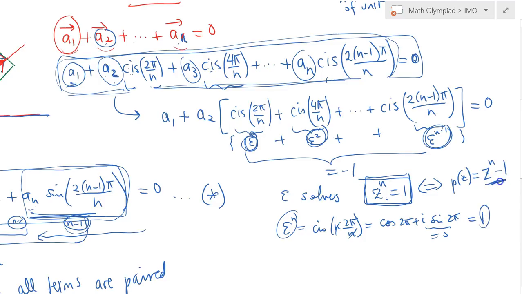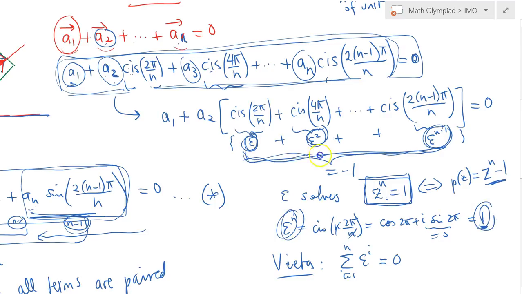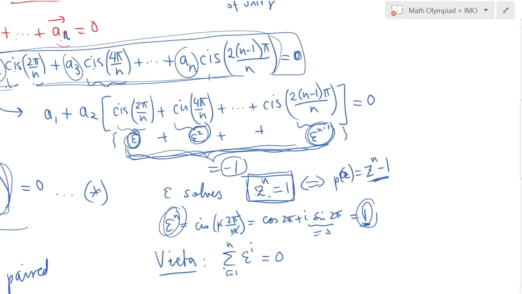So what is the sum of the roots of this polynomial? By Vieta's formulas, because it's missing the z to the power n minus 1 term, the sum of the roots, the epsilon i's, i from 1 to n, including the 1 here, is supposed to equal 0. But remember that our sum misses this one, right? So all these numbers should really add up to minus 1. Boom. That gives us the desired result.